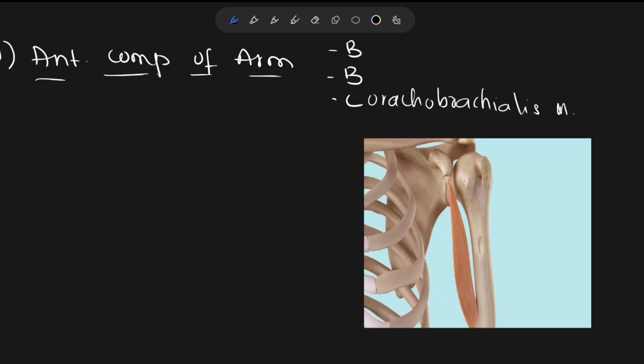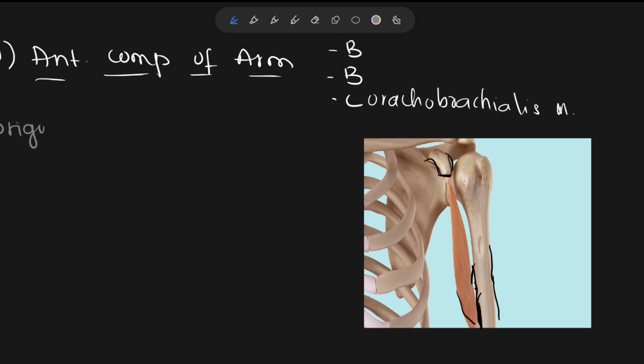See, this is the coracoid process of scapula, and this is the humerus bone. This is the medial side of the humerus bone, and this is the lateral side. We will see the origin and insertion of each and every muscle. So, what is the origin of the given muscle? It is the coracoid process of scapula, and the medial side of the shaft of the humerus is the insertion point. Let's write it.